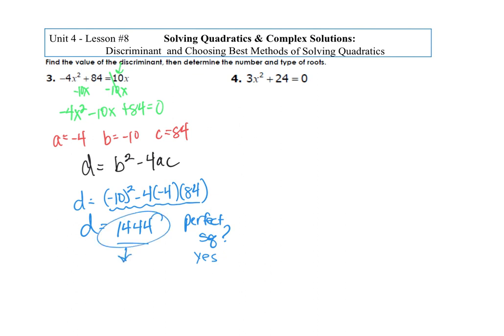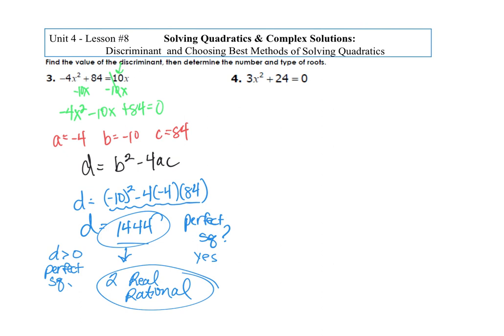Because D is greater than 0, and it's a perfect square, that's where I'm getting this from, that info that we talked about above. We're getting two solutions that are real and rational. That's all the things that we know just because that discriminant was bigger than 0 and was a perfect square. All right, let's finish up with number 4.